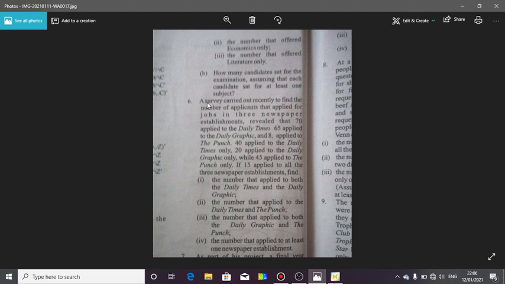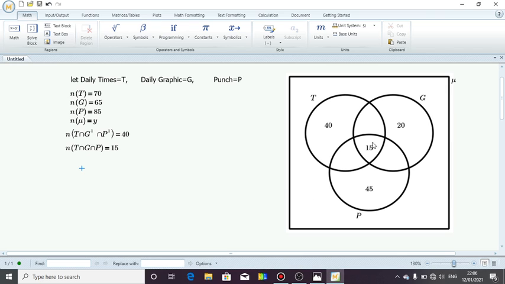Because according to this, let me just get through the statement. A survey carried out recently to find the number of applicants that apply for jobs in 3 newspapers has revealed that 70... okay. So that means everybody applied, so there's nobody that is outside. Assuming there's a person that did not apply, I will put the number of that person outside. So everybody applies. So we have some missing terms now.